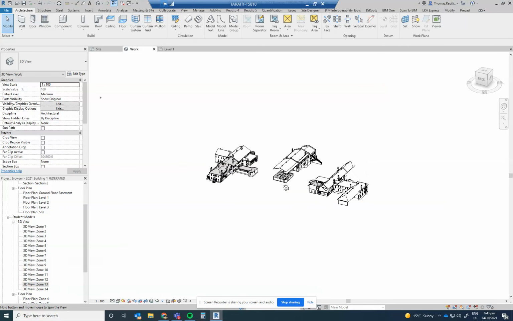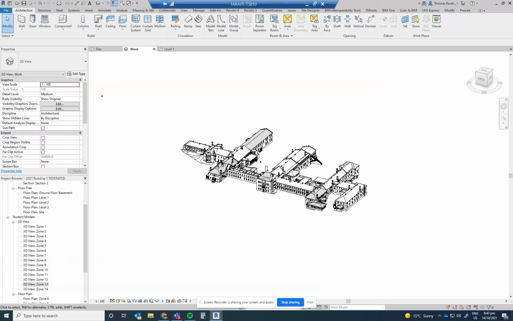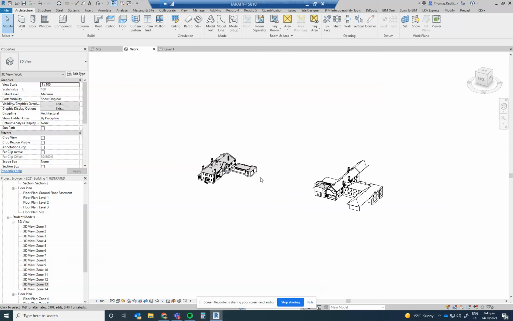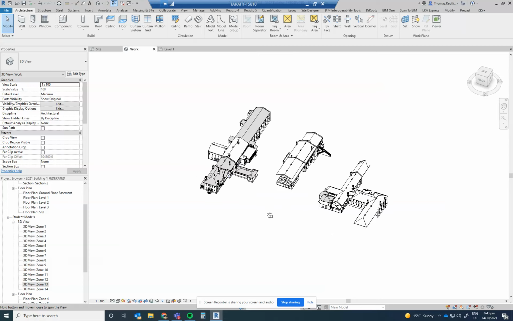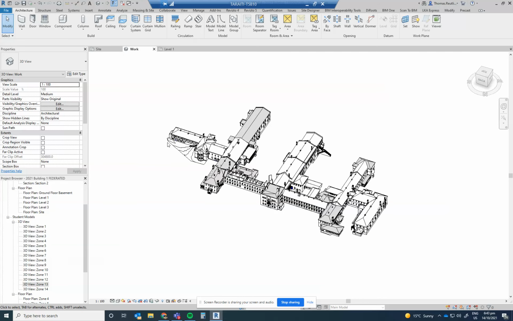Yeah, no, everyone, congratulations on finishing your models. They're looking pretty good. This is what they all kind of look like together. Turn anti-aliasing on.